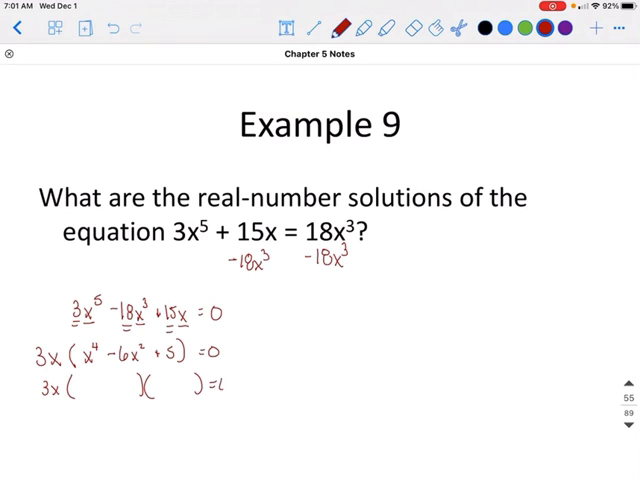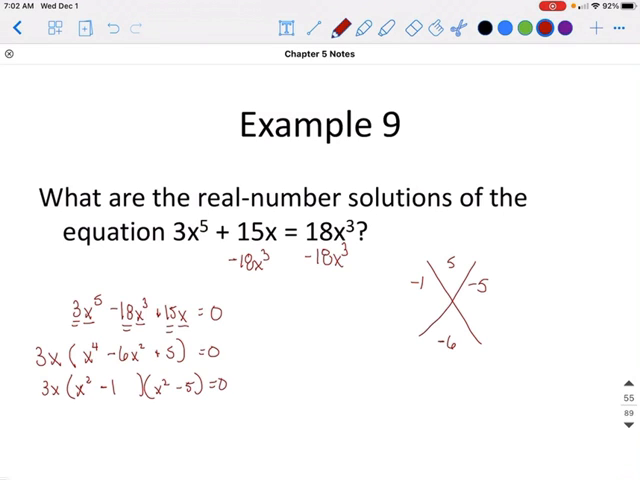What multiplies to give us x to the 4th would be x squared and x squared. We want to see what multiplies to get a positive 5 and adds to get a negative 6. So I have 1 and 5. Multiplies to give us a positive means the signs are the same. Adds to give us a negative means both signs are negative. So we're going to have x squared minus 1 and x squared minus 5.